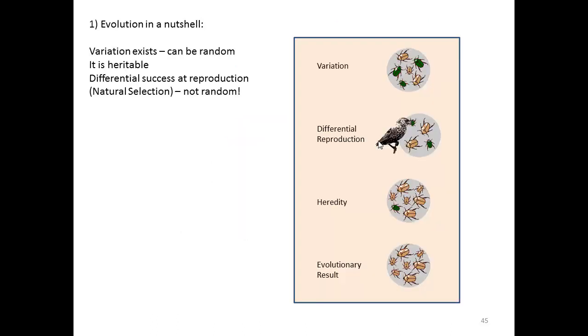There are three main principles in describing evolution and the mechanisms: that there is some variation within a population, if only by mutation. That variation is differentially reproduced.